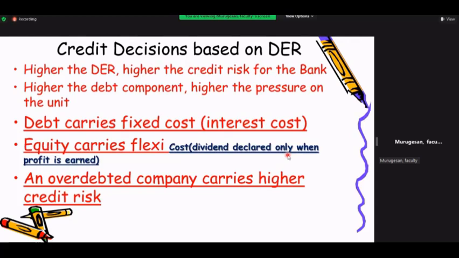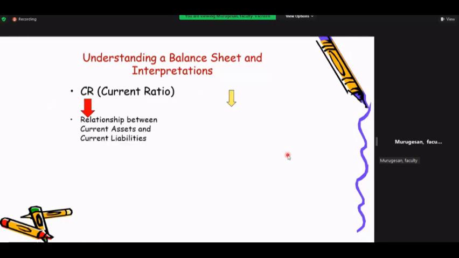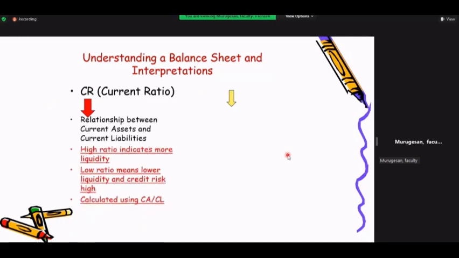Okay. Now, don't worry about what you have discussed. Now, understanding the balance sheet. Current ratio means the relationship between current assets and current liabilities. What is the ideal current ratio? Then you will ask the question: current ratio, what is the ideal ratio? Whether it should be 1.25 to 1.33. More than 1.33 indicates what? Less than 1.25 indicates what?